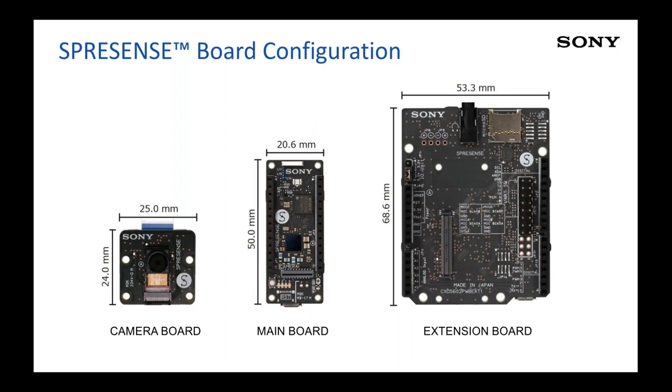With the Spresense kit, starting from the left side, you get a camera board. This is a very simple camera to make prototyping faster. Then we have the main board, and then the extension board. The main board, as you can guess from the name, is the brain of this development kit. The camera and extension board are just to make your life easier. For the next slide, let's talk about what is in the main board and what it supports.